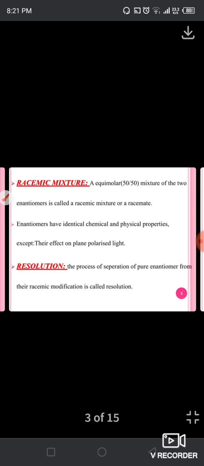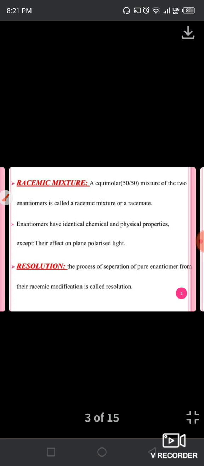Then comes the definition of resolution. As its name indicates, the word resolution means to separate out. So now you are going to separate out your racemic mixture, and this racemic mixture contains D and L isomers. Now you are separating them.